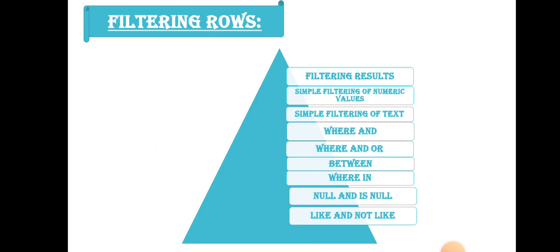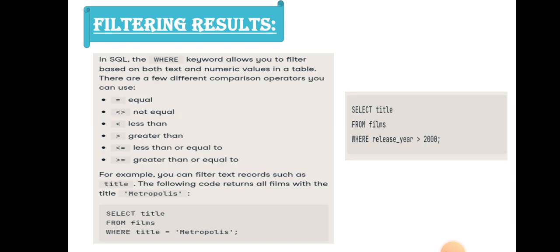So this chapter includes filtering results, simple filtering of numeric values, simple filtering of text, where and, and where and or, between, where in, null and is null, like and not like. So first is filtering results.